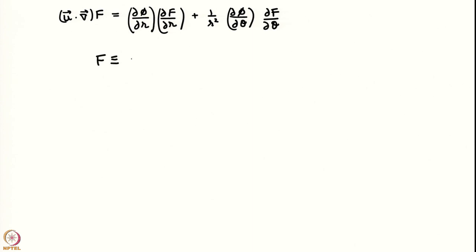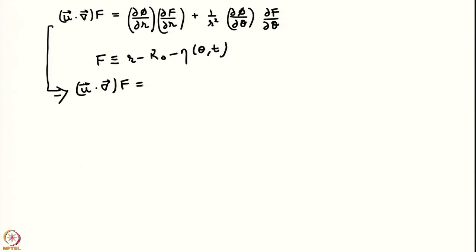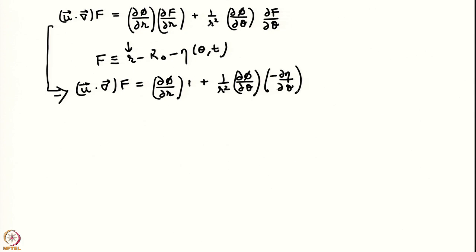Remember that F is defined as r minus r naught minus eta, which is a function of theta and t. So I can write u dot grad F as del phi by del r, and del F by del r is just 1, the derivative of small r with respect to itself, plus 1 by r squared del phi by del theta, which we will keep as it is, into del F by del theta, which is minus del eta by del theta.